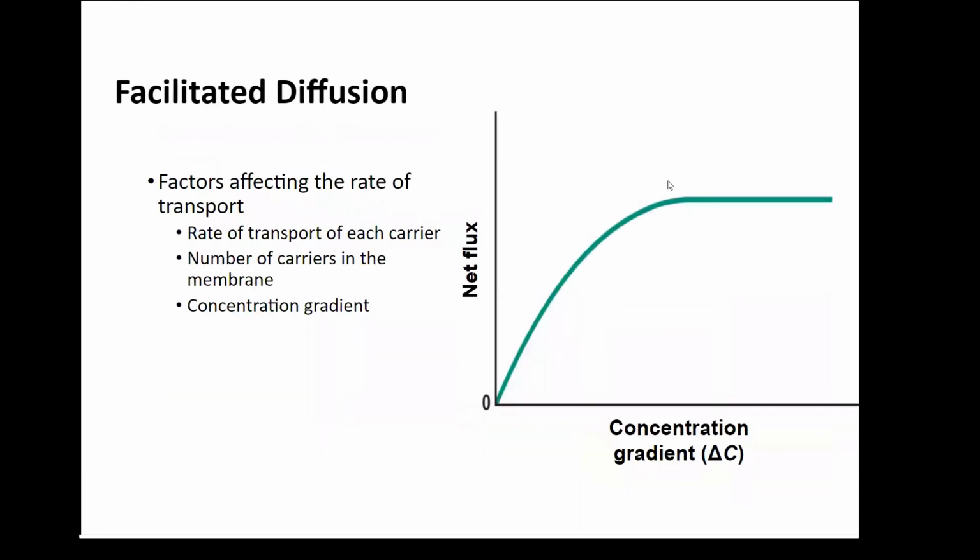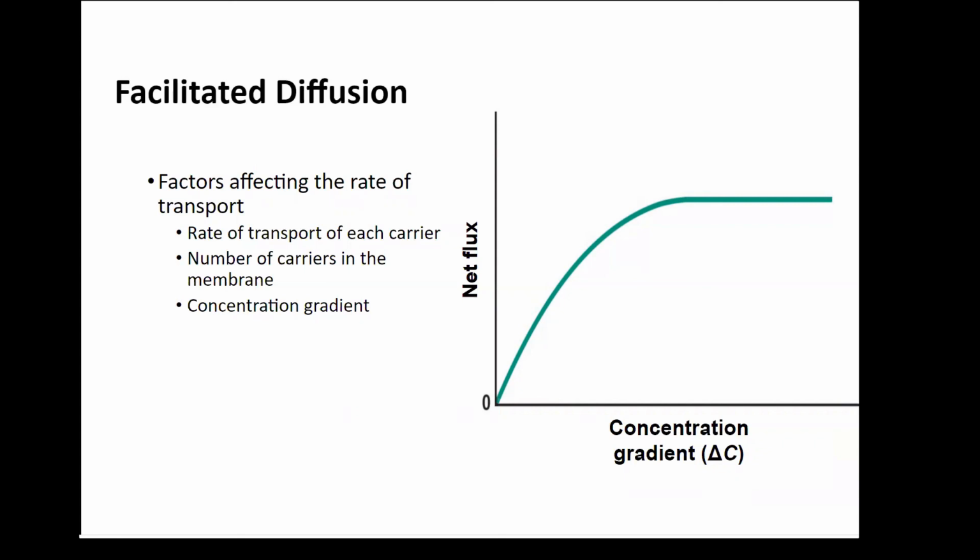Okay. So when we're looking at rates of facilitated diffusion, one thing that is true about these carrier proteins is that they have rates of transport, basically, right? It takes some time for them to flip. It takes some time for them to go back to their original orientation. So there will be a speed at which those carrier proteins work. So that's going to affect the rate of transport for facilitated diffusion.